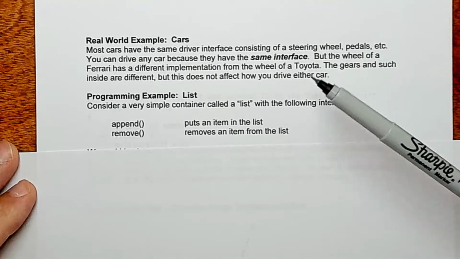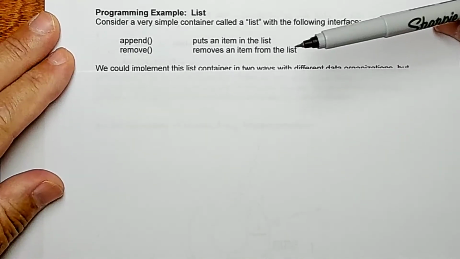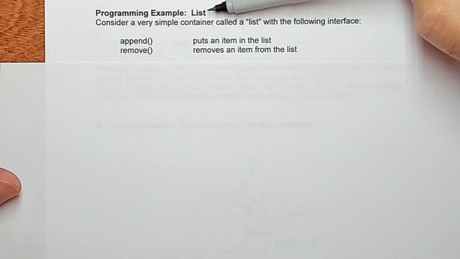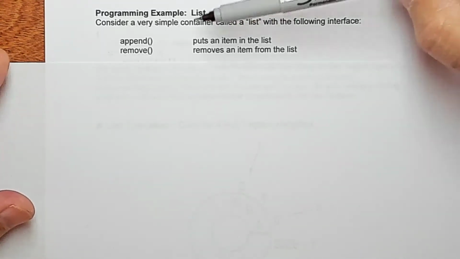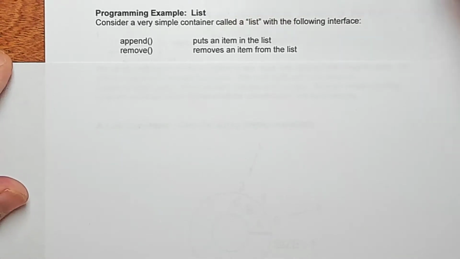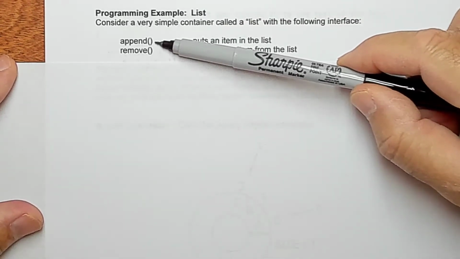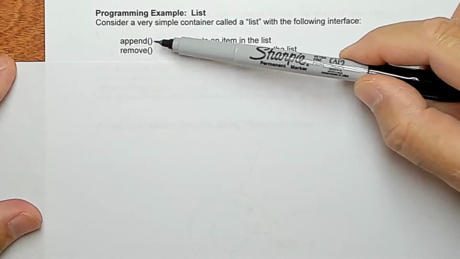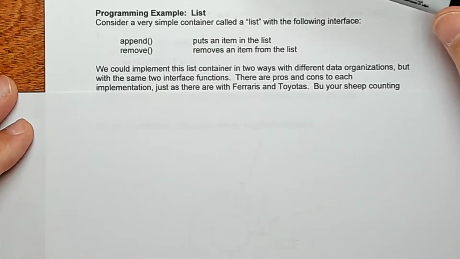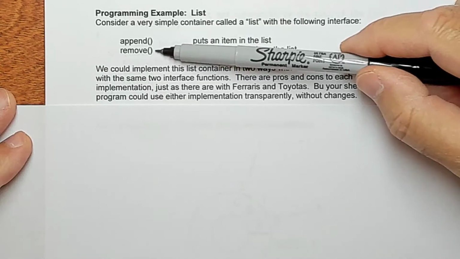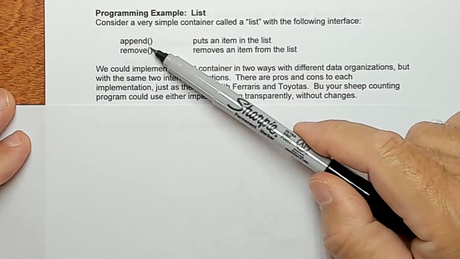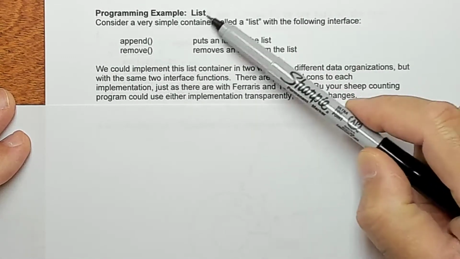All right. So let's look at a programming example to try and get this a little bit more concrete. Here I have a simple container. I'm calling it a list. What I'm trying to do here is make just a real simple container without a lot of features. So this guy only does two things. It has an append operation and a remove operation. So I can put things in the list and I can remove things from the list. I could use this to count sheep, for example. I could have several different implementations of this interface. The append and remove functions make up the interface to this list container.